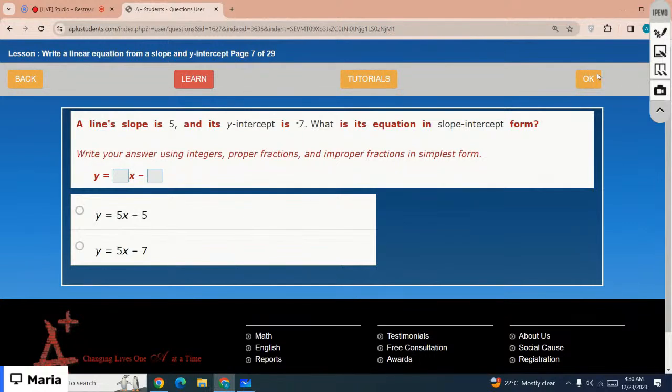The correct option is y is 5x minus 5, right? The correct option is option 5x minus 7. Option 2 is the correct option.